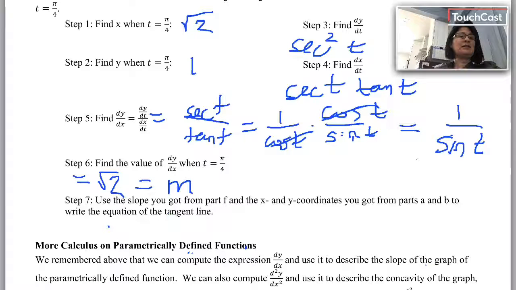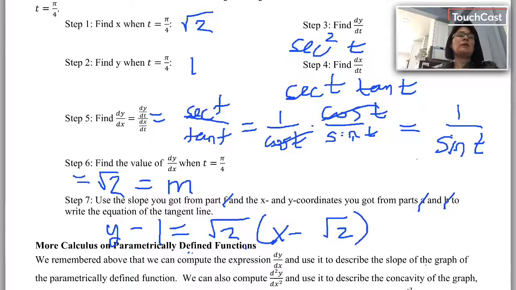Use the slope I got. Oh, there was a point where I had labeled those as letters, and now I wrote them as steps, but I didn't fix this part. So use the slope I got and the y and x coordinates I got to write the equation of the tangent line. So y minus y1 equals the slope times x minus x1. You could simplify that as much as you care to, or not.